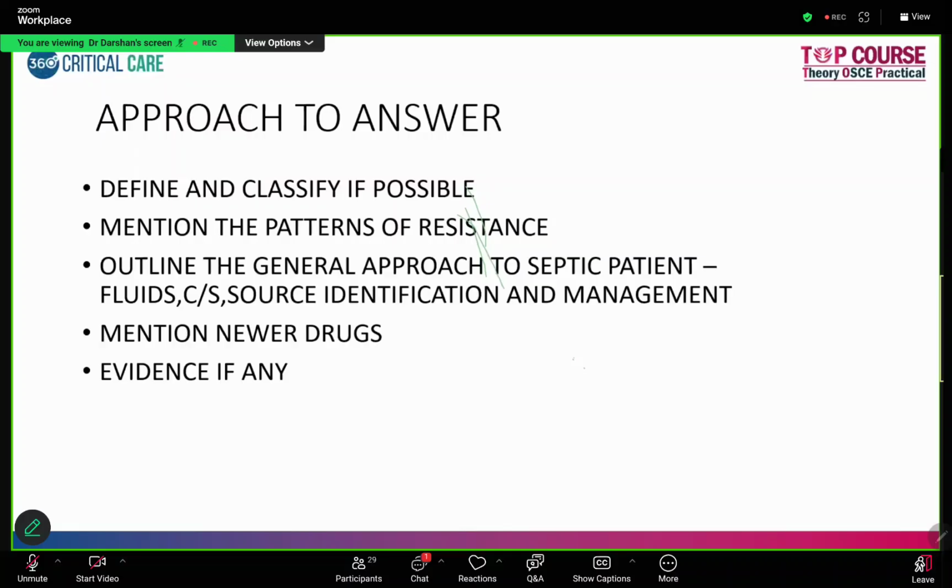Okay. So, how to approach an answer? Define and classify what the problem is. Mention the patterns of resistance. Outline the general approach to a septic patient, like your fluids, source control, culture sensitivity, identification, all the routine sepsis management. Then talk about specific antimicrobial therapy. Mention newer drugs. If you write the dose, excellent. If you can't recall, don't worry. But I would suggest you to please recall.